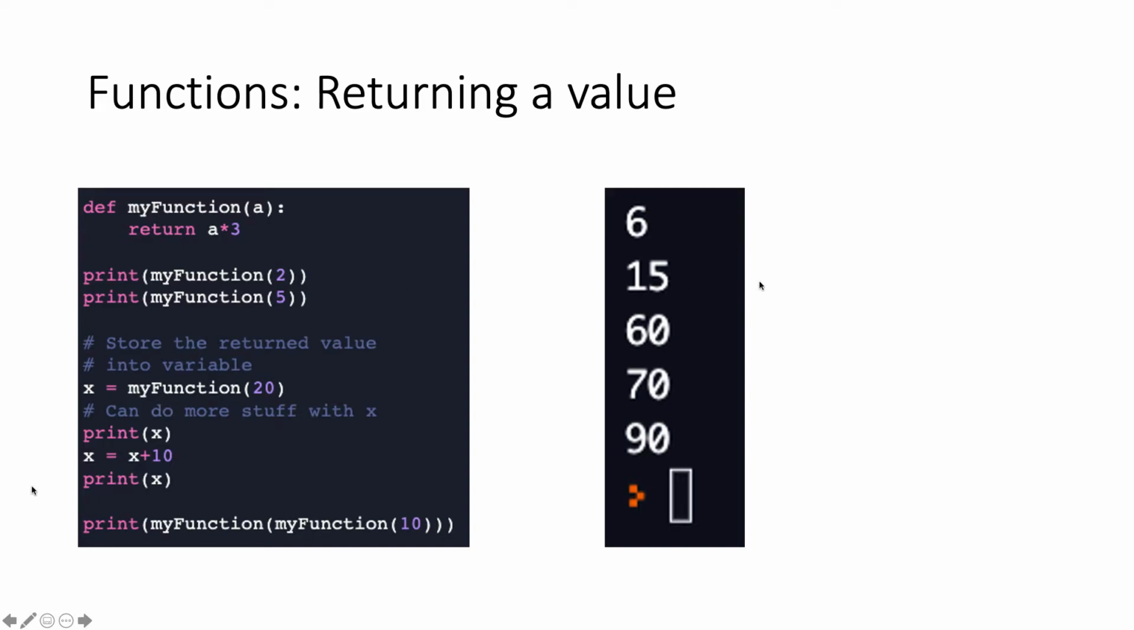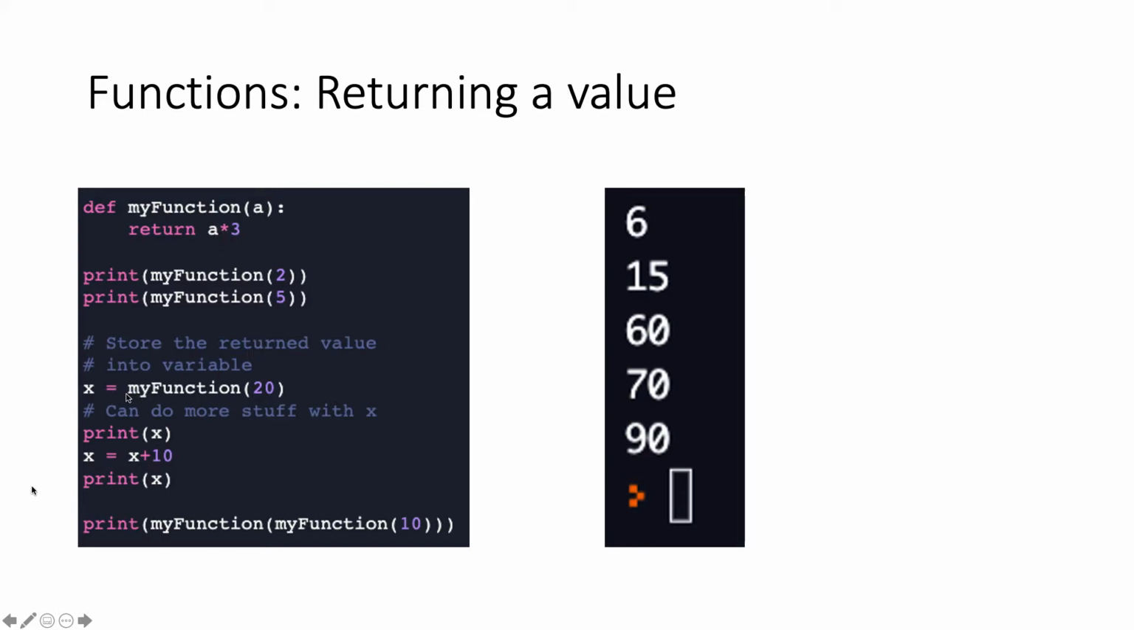So you see that in this case, this code snippet on the left here generates the output on the right. Print my function 2 just prints 6, print my function 5 just prints 5 times 3, which is 15. But in the next line, the value added by using a return keyword is that you can store whatever value the function returned into a variable.